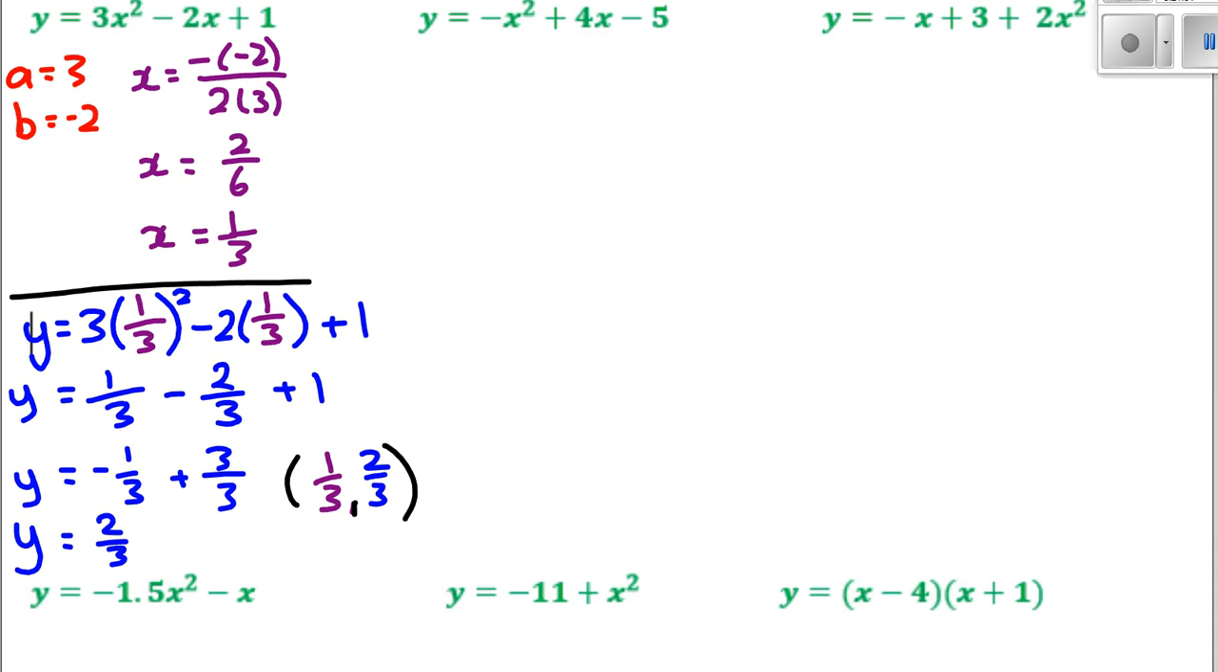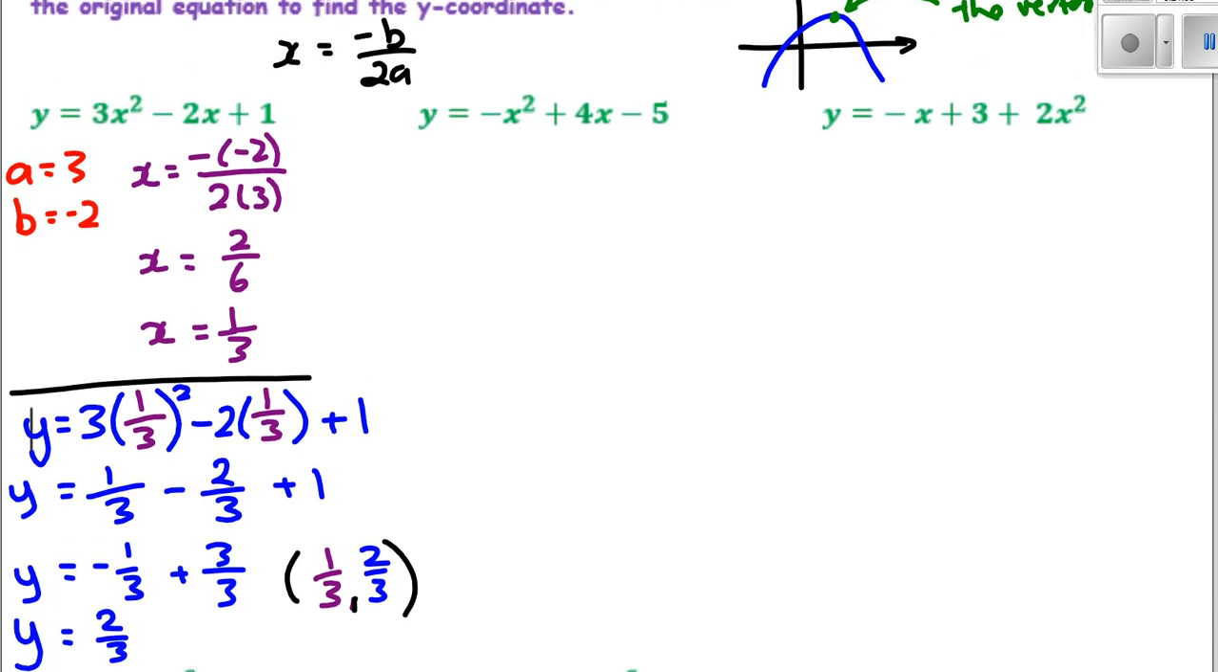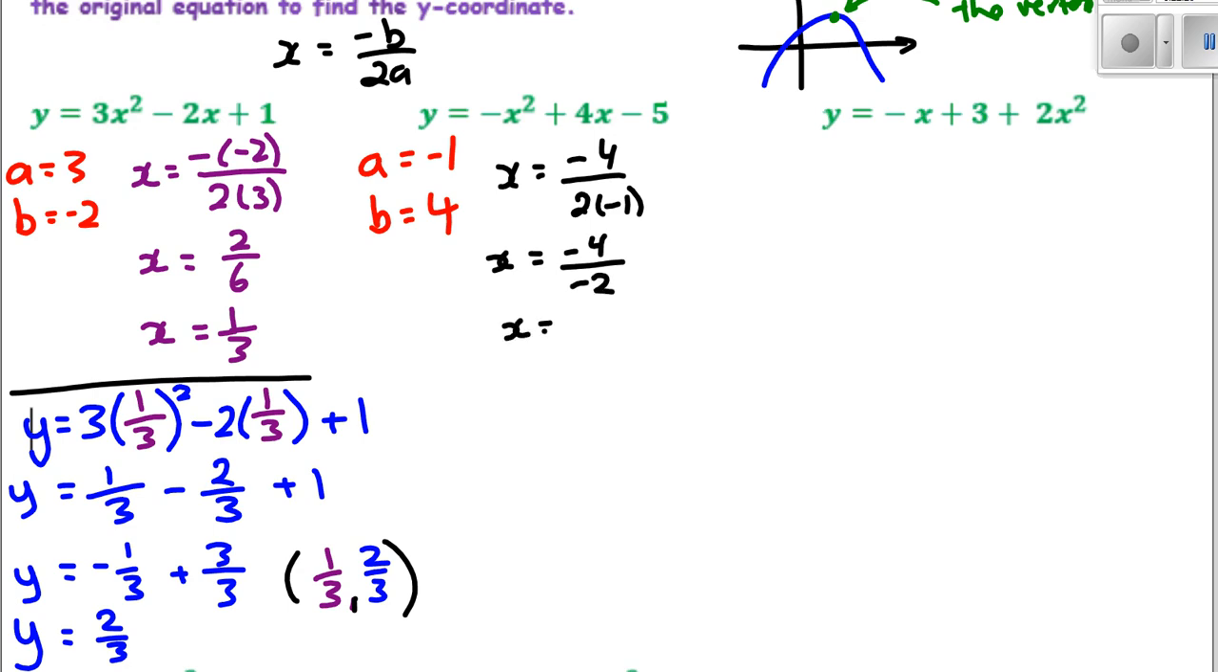I'll do this one by hand too. A equals negative 1, b equals 4. Let's plug it in. x equals negative b over 2a. So x equals negative 4 over, I did it wrong before, 2a is 2 times negative 1. So x equals negative 4 over negative 2. x equals positive 2. Done.